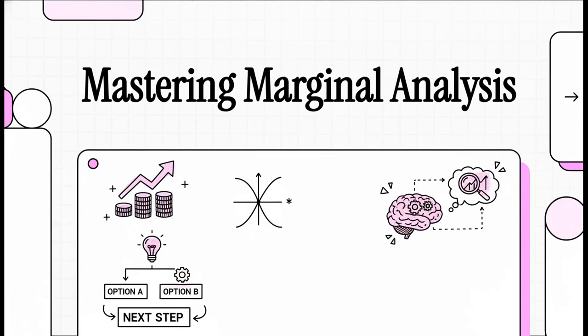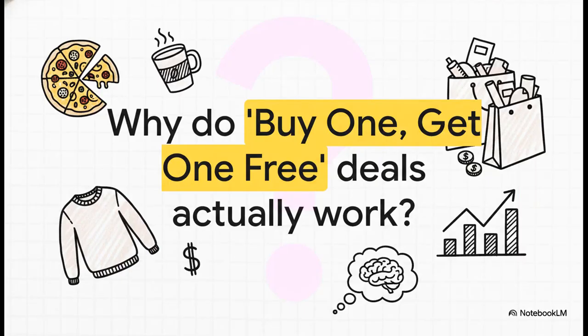All right, welcome everyone. Today we're diving into a concept that is, and I'm not exaggerating, one of the cornerstones of modern business decision-making, marginal analysis. Now, you might have wondered about the real math behind a buy one, get one free deal, or why your favorite app is constantly rolling out new features. Well, the answer to both lies right here, in this powerful way of thinking. This is the secret tool that successful managers use to decide what to do next, and today we're going to master it. So let's start with that question.